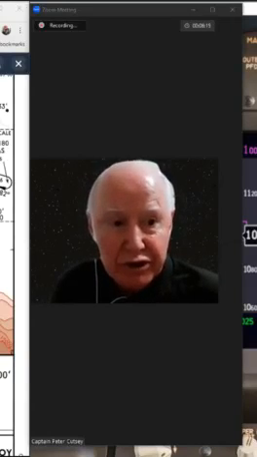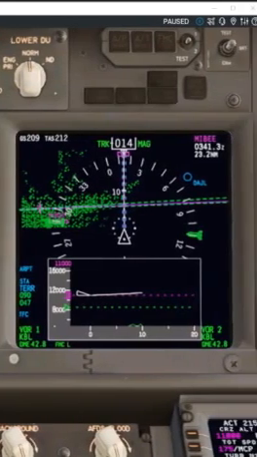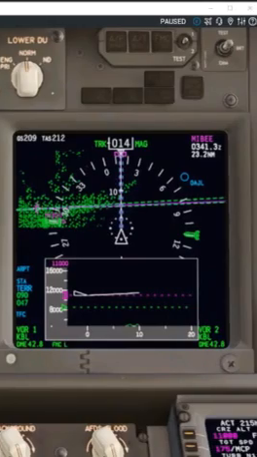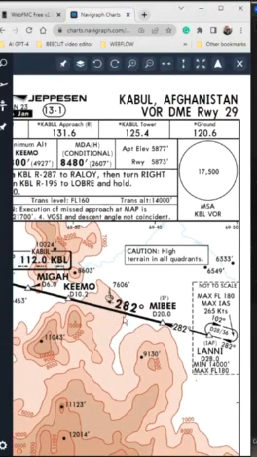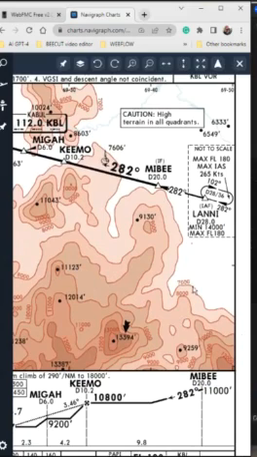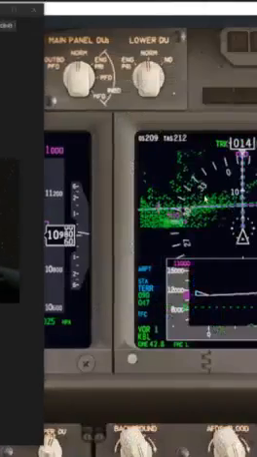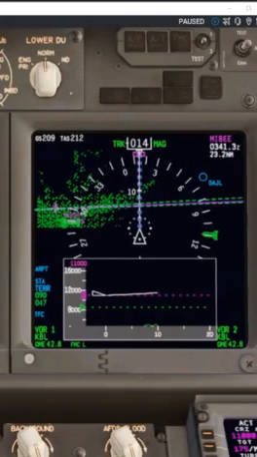We're on vectors 0, 1, 5 degrees to intercept the 102 radial of the Kabul VOR for the VOR DME runway 29 as we briefed in Part 1. A little bit on this approach. It's a very different approach. Our position is such now that we are 23 miles from Maybe, so we're somewhere off the chart. We'll come into the chart later, just to let you know of our position.